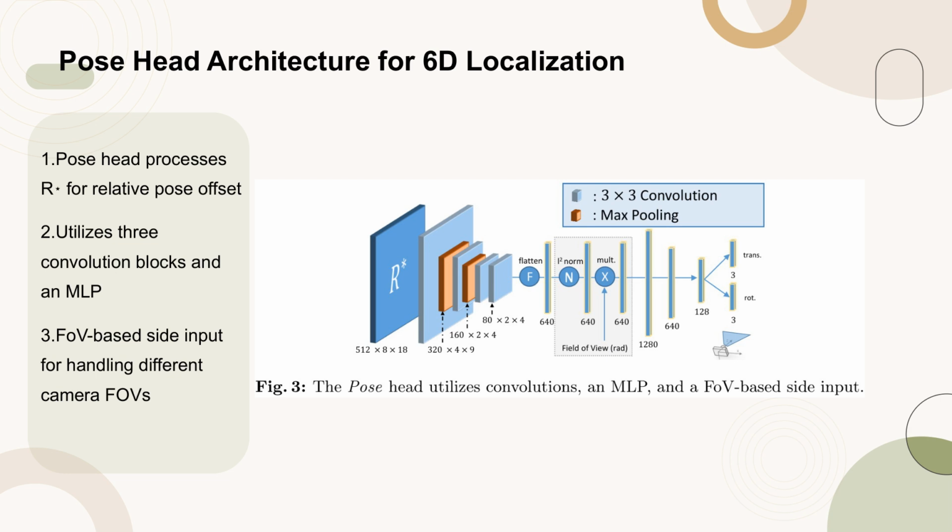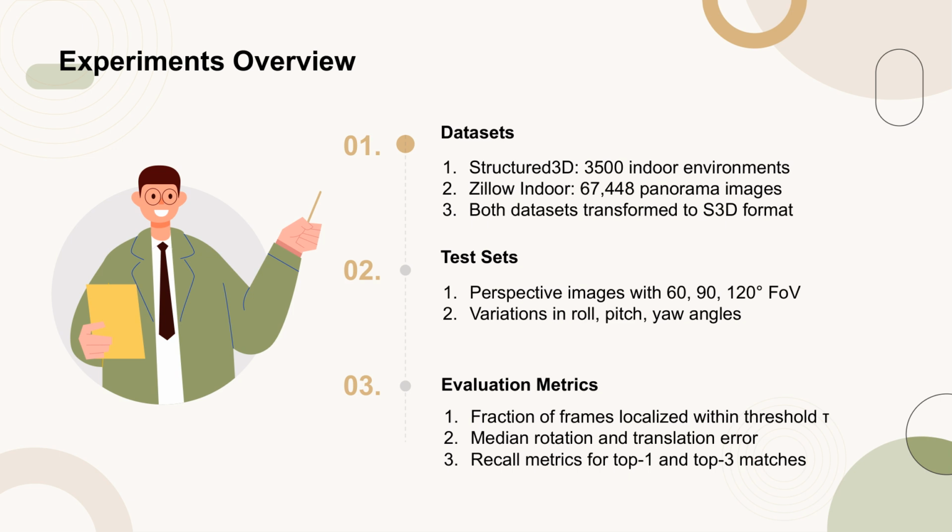The MLP is evaluated using two loss functions. L_P1 assesses the precision of the relative translation, and L_P2 evaluates the accuracy of the final rotation estimation, both computed using the L1 distance. In this section, we discuss the datasets used for our experiments, which include Structured3D and Zillow Indoor. Both datasets are transformed into the S3D format to ensure consistency.